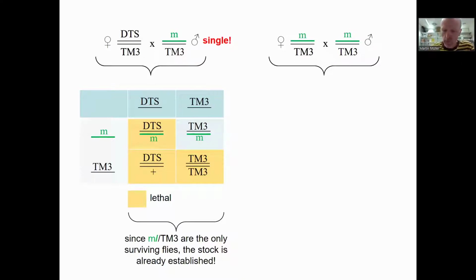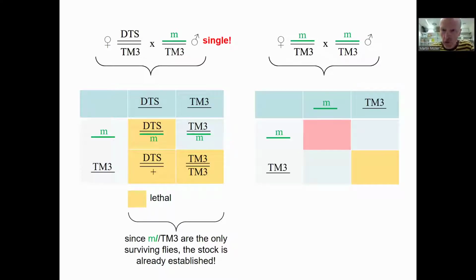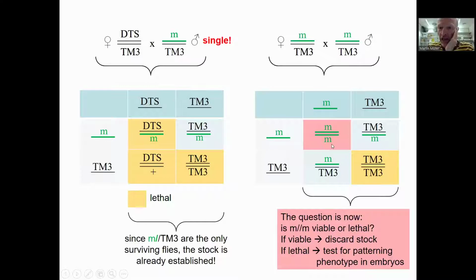Now, they were, of course, selecting. They have established, I think you remember from the previous slide, they selected 27,000 families, so quite a good number, and looked for those where M over M was lethal here. You see? So if you cross these with each other, you get, of course, the parental genotypes again, like here. These die. And the question is, is M over M viable? If it is, you can discard it because it's not interesting.